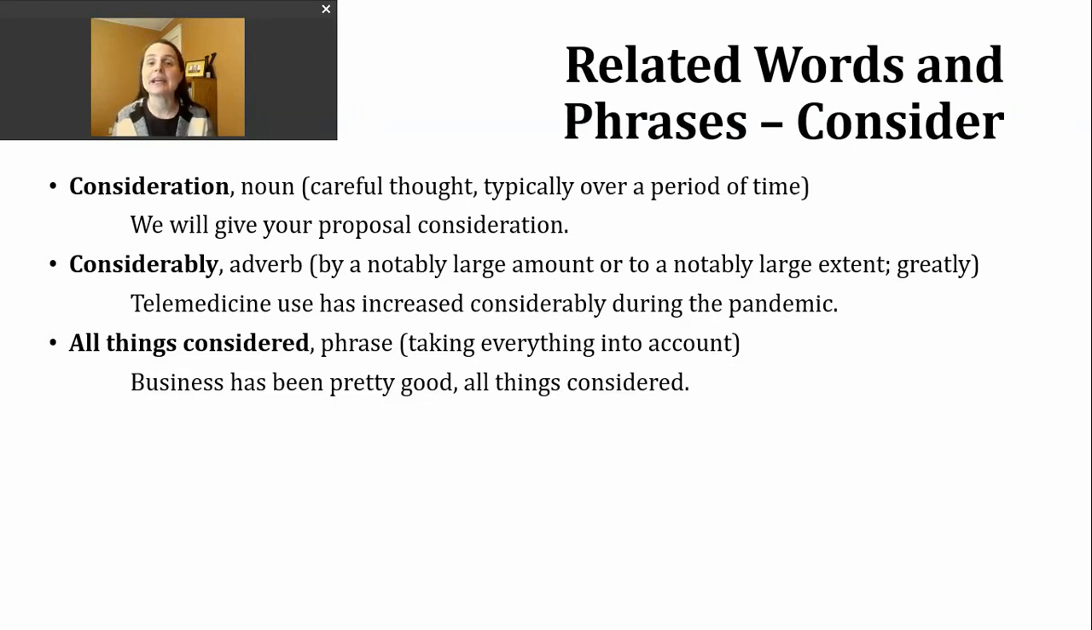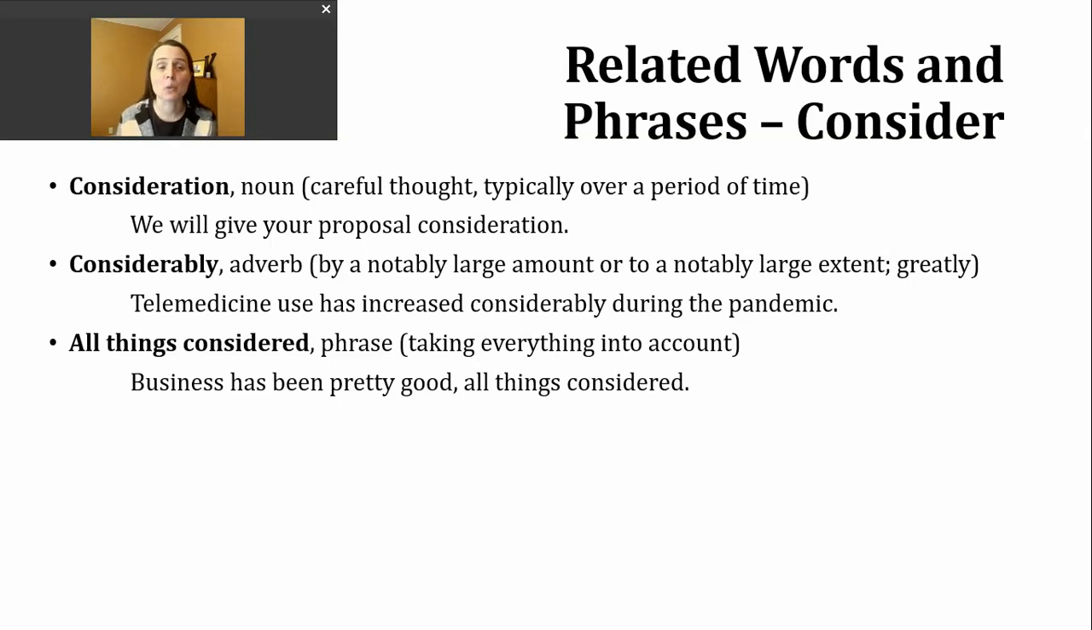So many times when you hear consideration used, it means careful thought. And generally, this thought or the process of thinking is done over a period of time. So it's not something quick. Here's an example of how you might hear this noun used in a sentence. We will give your proposal consideration. Okay, so again, there's going to be thought. Might be some reading, reviewing, all connected to this. We're not going to make a quick decision.